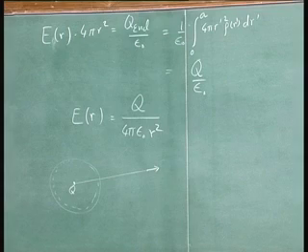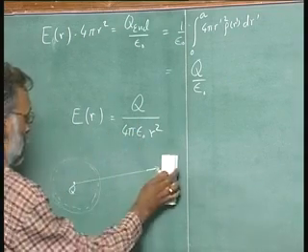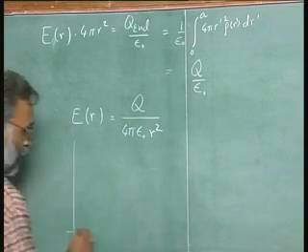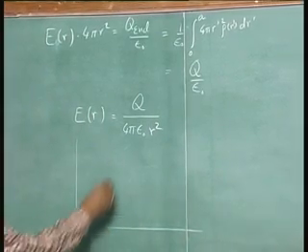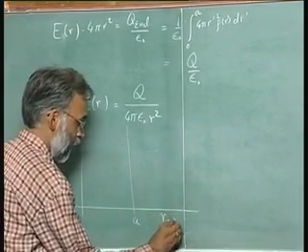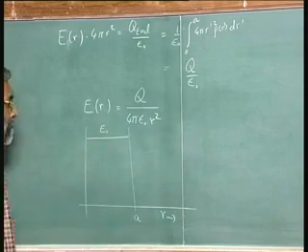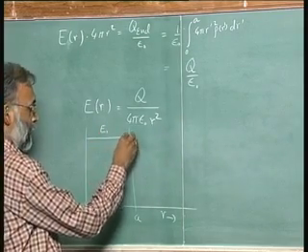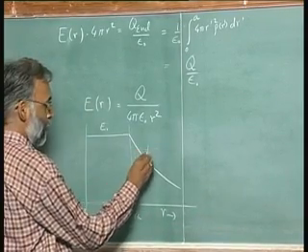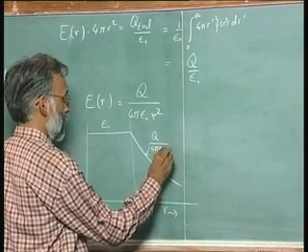So, we already know quite a bit. Let me put down what we know. We have figured out what electric field is, because up to r equals a, the electric field is constant E naught. Beyond r equals a, electric field is falling off as Q over 4 pi epsilon naught r squared.